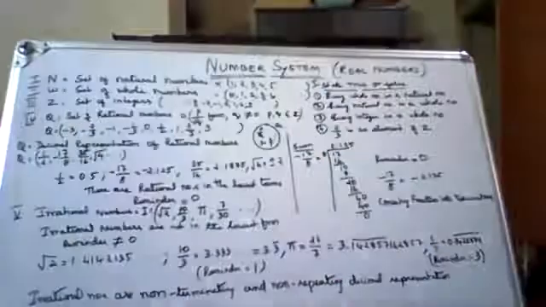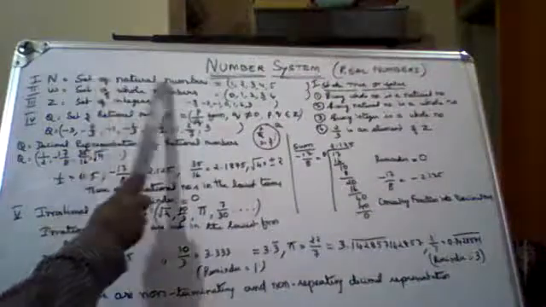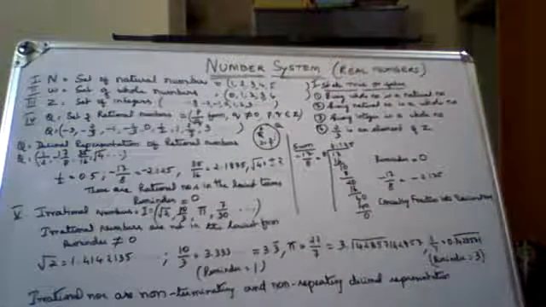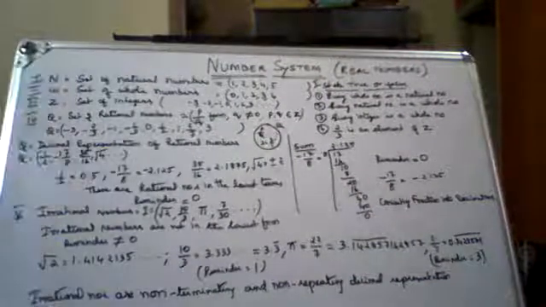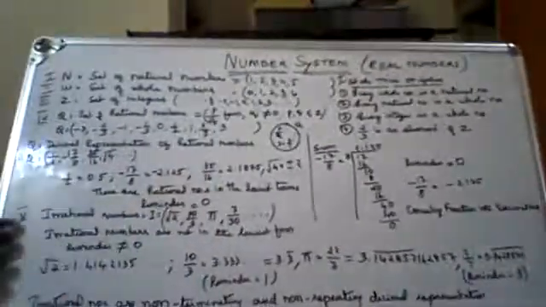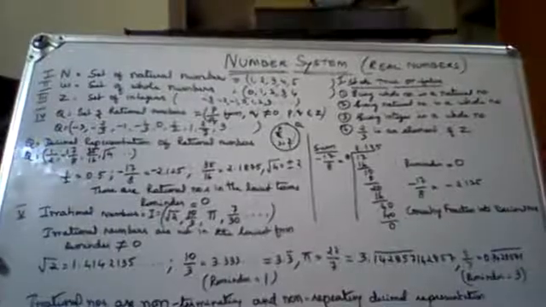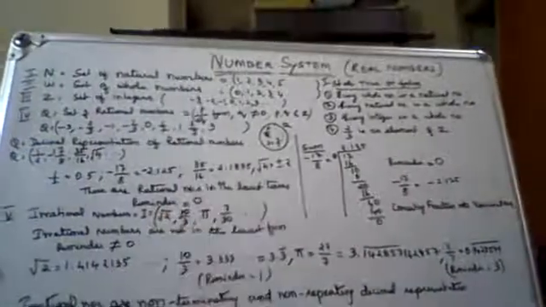So N is the set of natural numbers. N is called the set of natural numbers. Hope you're able to get a combination. So capital N is called the set of natural numbers. This is what we learned yesterday.